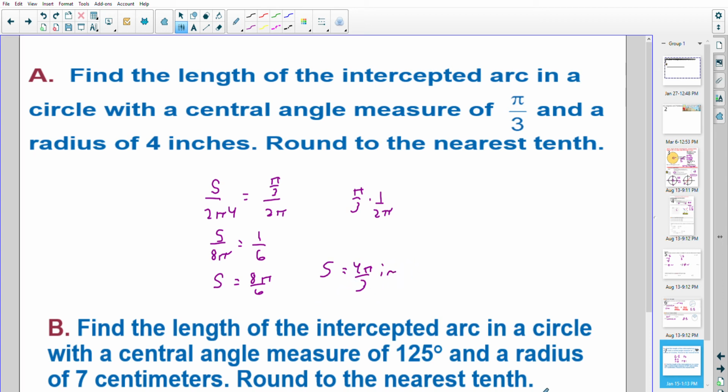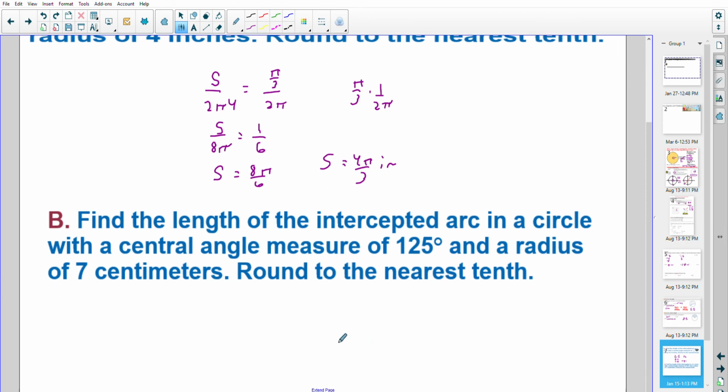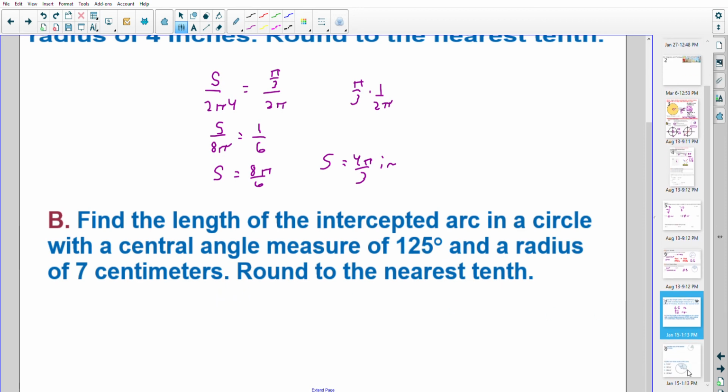The next problem talks about a central angle. The question is find the length of the intercepted arc. Central angle is 125 with a radius of 7 centimeters. So again, I'm just going to set this up. S over 2 pi 7 equals 125 over 360 degrees. Notice you're talking about degrees here, and then you would solve it for your arc length.